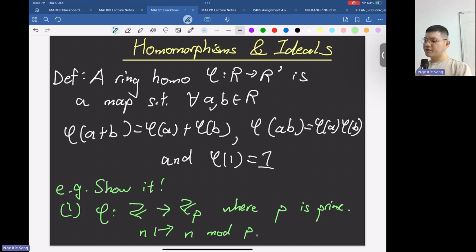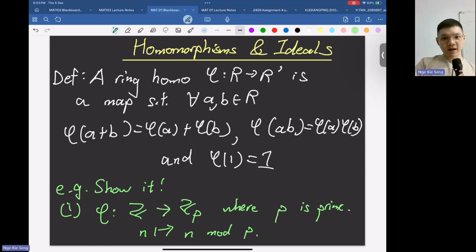Okay. So you need to check, is it a group homomorphism under addition? Does it preserve the multiplicative structure? Does it send 1 to 1 or not? What is the multiplicative identity here in Z? 1. 1 mod p is what? 1. So it is the identity in Zp.